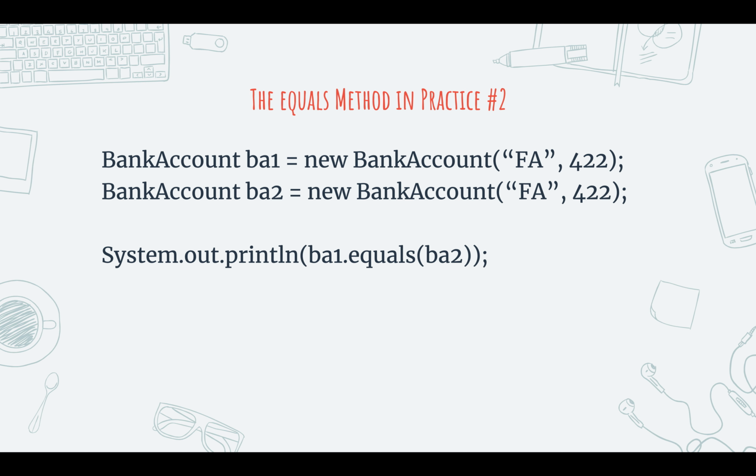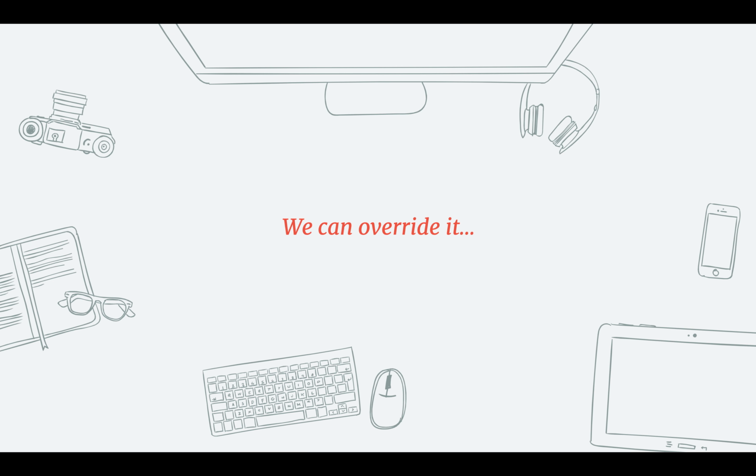If we invoke the equals method, it should return true. However, when we invoke the equals method, it returns false. Why? Because what the object class's equals method is doing is that it's comparing the memory location for each object. It sees that BA1 is located in one memory location, and then BA2 is located in another memory location. Being that these are two different locations, it makes the assumption that these are not equal to each other. So what do we do in a case to show that this is actually equal to each other? Well, we can override it.